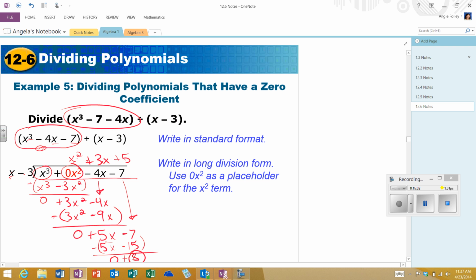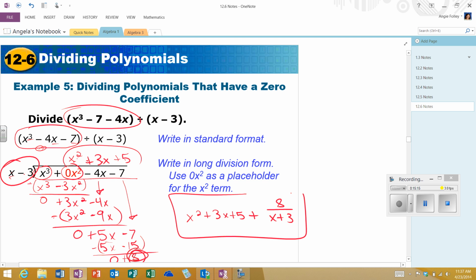So my answer is written as what's up here? So x squared plus 3x plus 5 plus your remainder over your divisor. Okay?